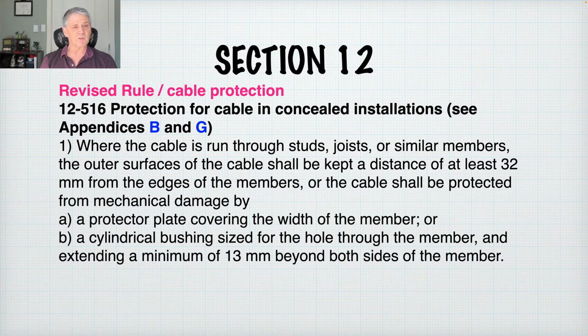Subrule 1, where a cable is run through joists or similar members, the outer surfaces of the cable must be kept a distance of 32 millimeters from the edges of the member, or the cable shall be protected from mechanical damage by a protector plate covering the width of the member, or a cylindrical bushing sized to the hole through the member and extending a minimum of 13 millimeters beyond both sides of the member. Typically all I've ever seen installed, and all that I ever used to install, would have been the protection plate. So this rule has not changed.